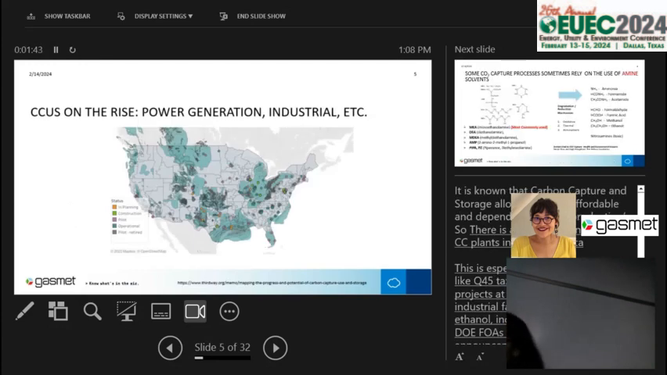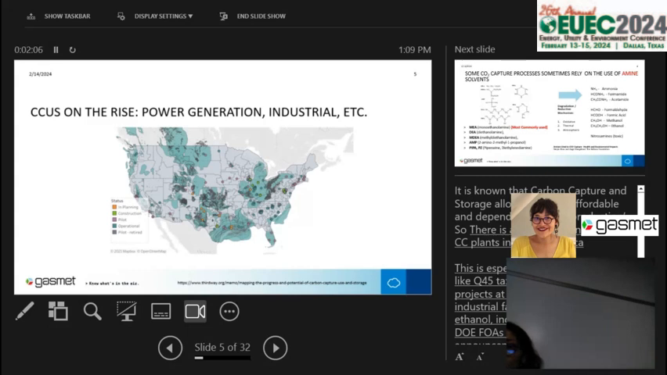It is known that carbon capture and storage allows for safe, affordable, and dependable energy production. So there's an increasing number of carbon capture plants in North America, and there's of course incentive, like tax credit programs, for carbon capture projects at power plants and industrial facilities like ethanol, cement, steel, and industrial boilers.